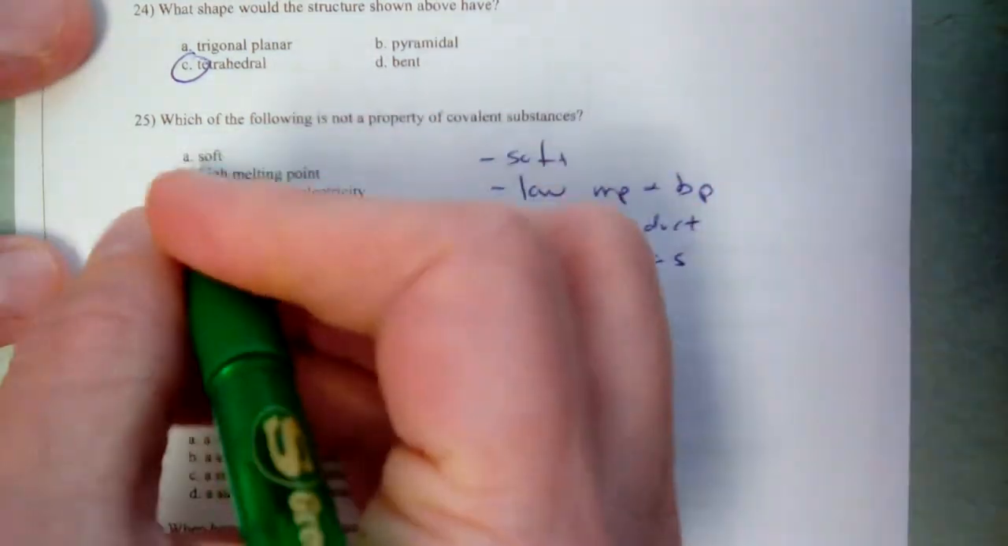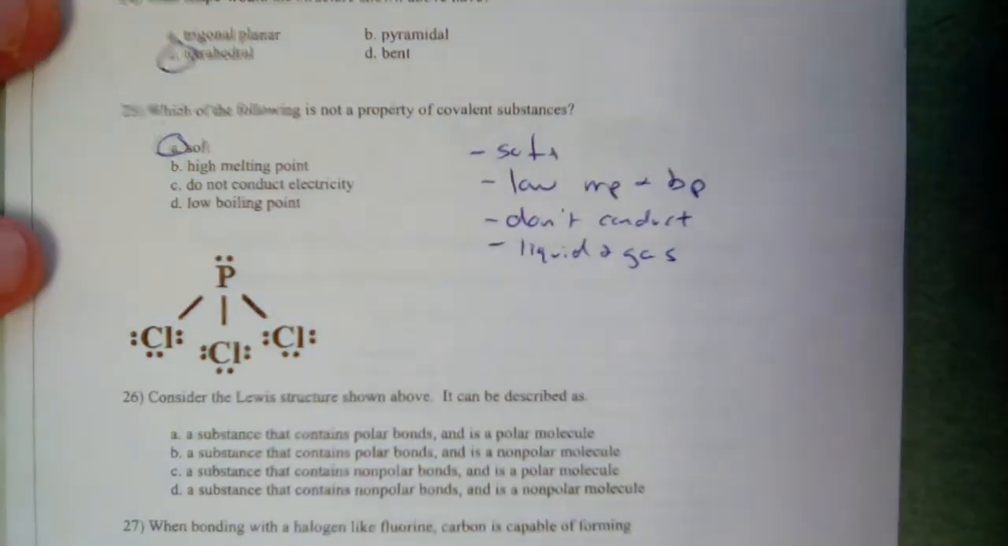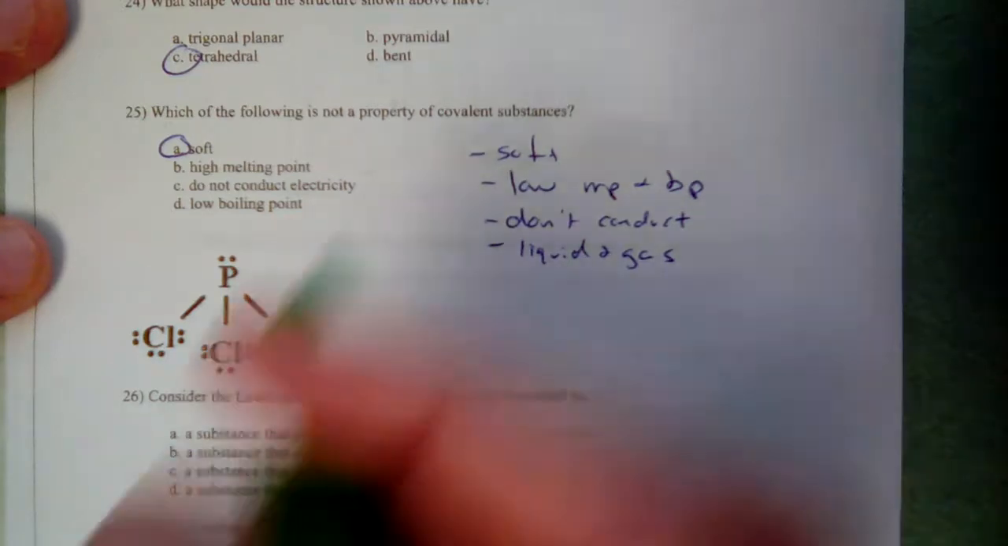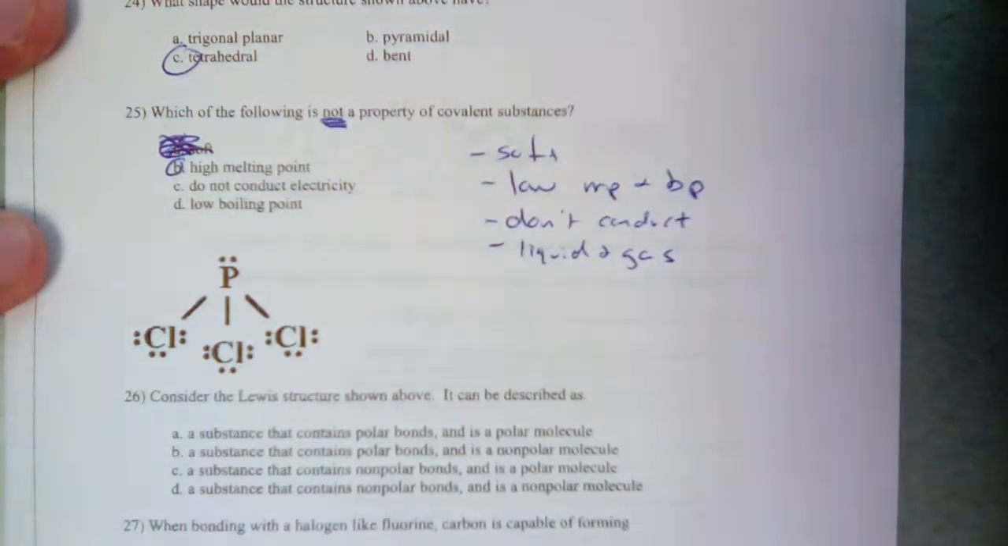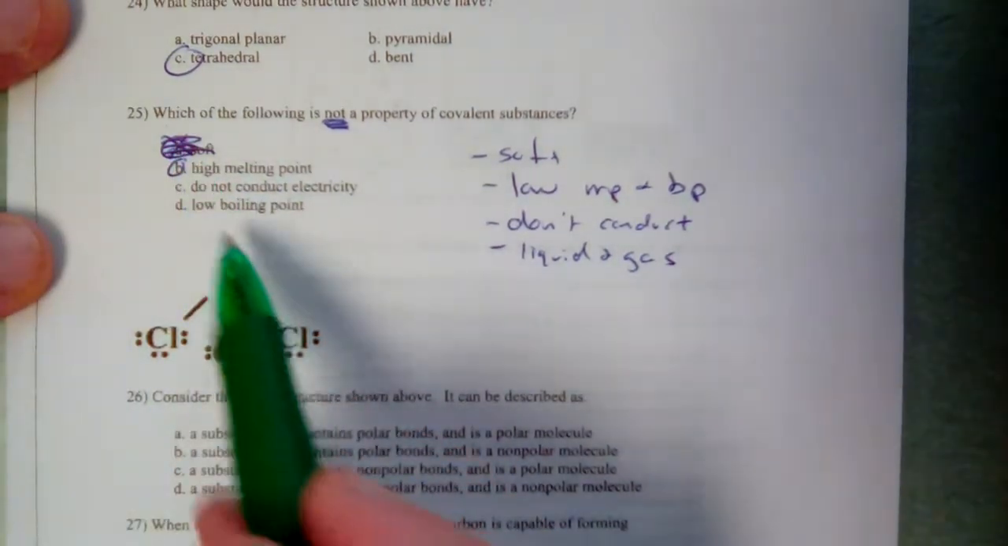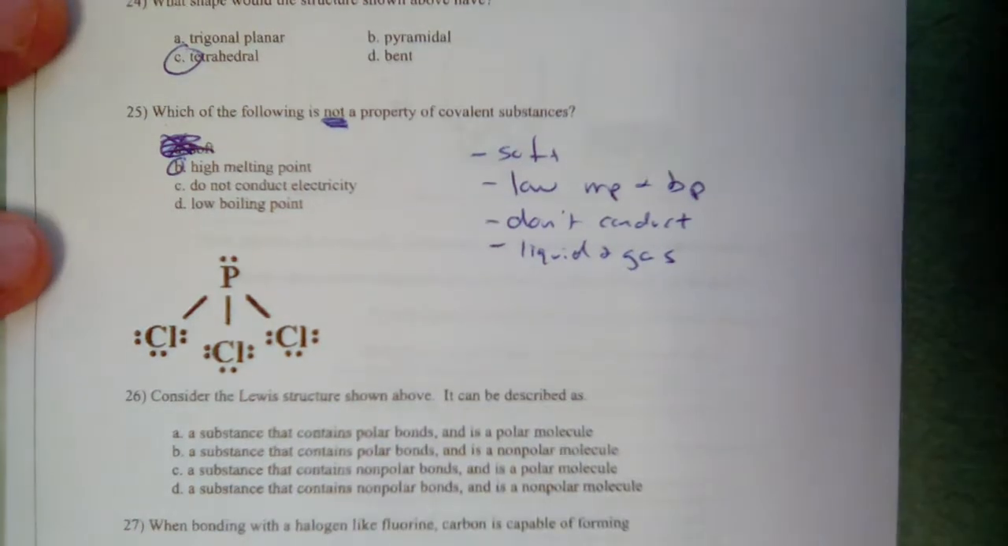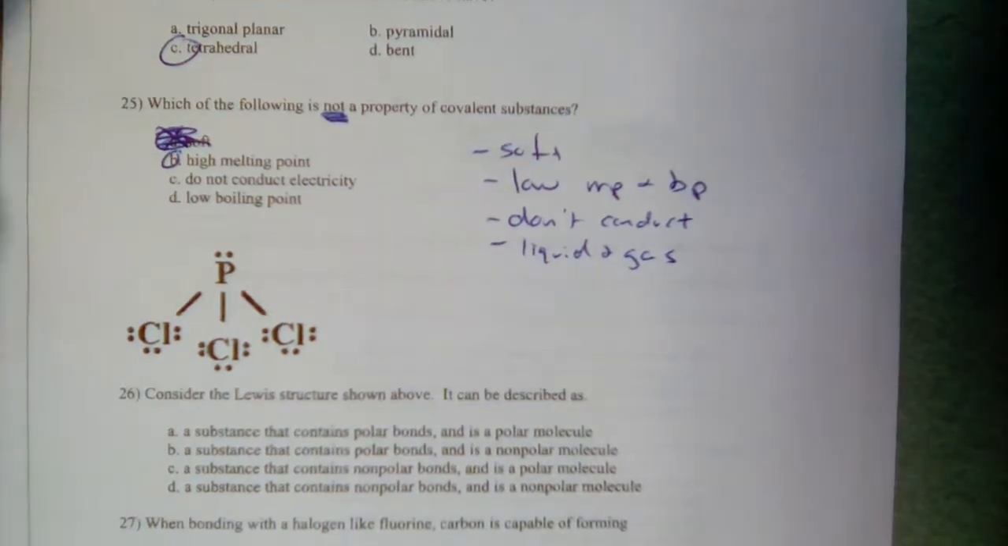So which of the following is a property of them? Soft. Oh, not a property. Oops, my fault. Am I going to start over? Heck no. Not would be high. Soft is one of the properties. Don't conduct and low boiling points, those are all properties. B is the answer to that.